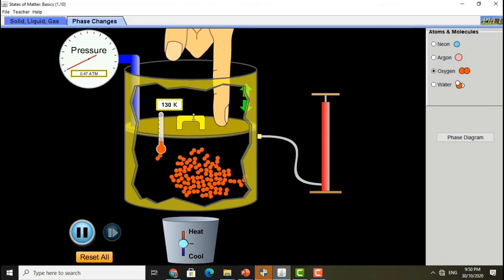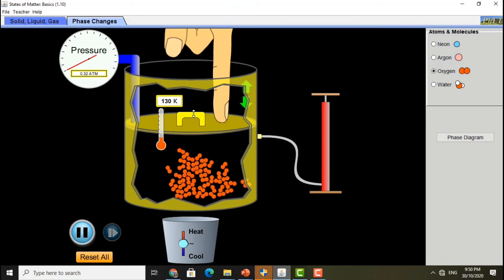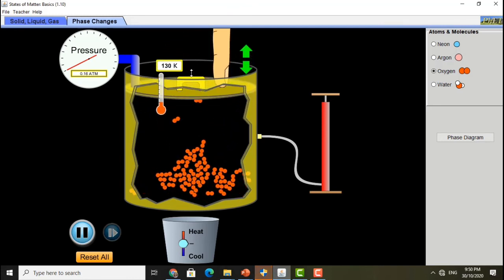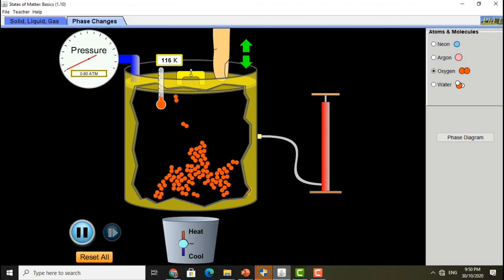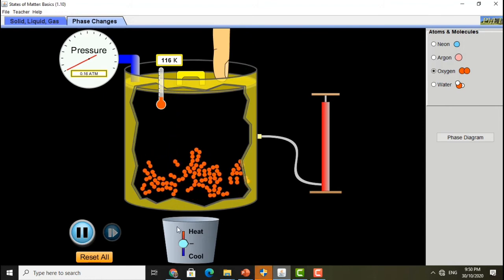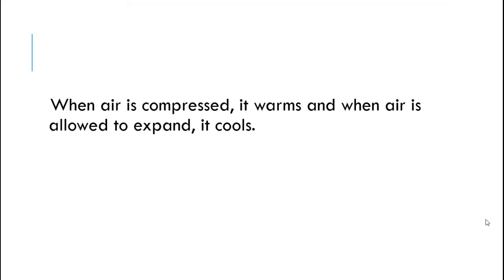Okay, unlike when you allow it to expand, the temperature decreased without adding heat to the system. You just compress and expand it. Okay, so you can see when air is compressed, it warms, but when air is allowed to expand, it cools.